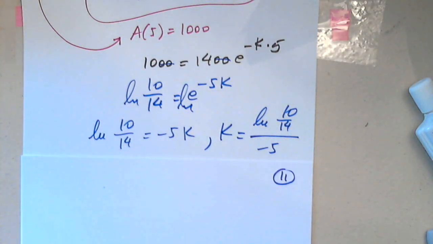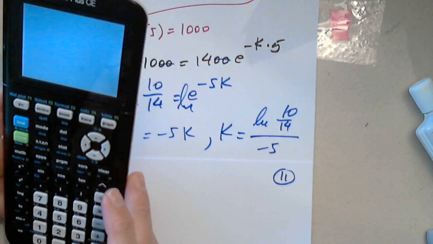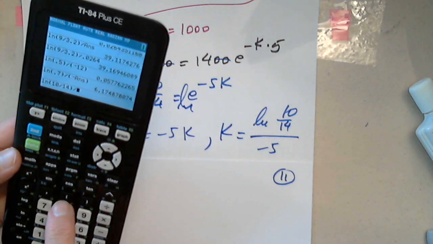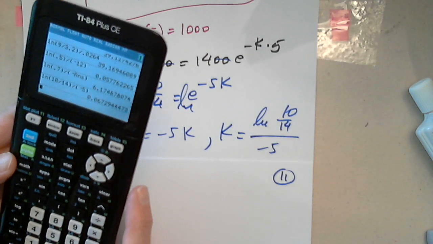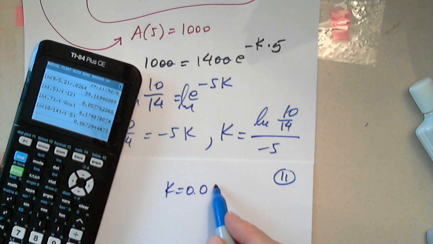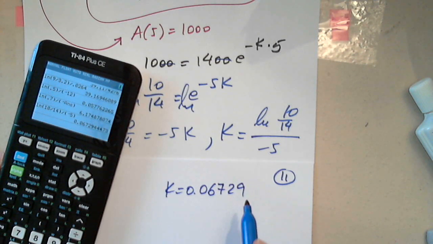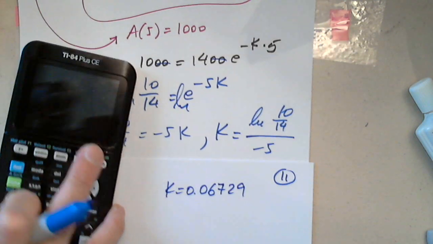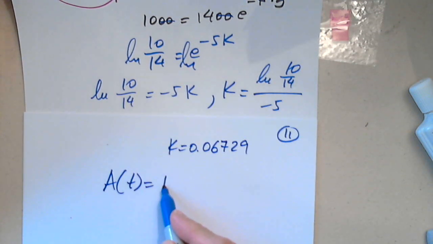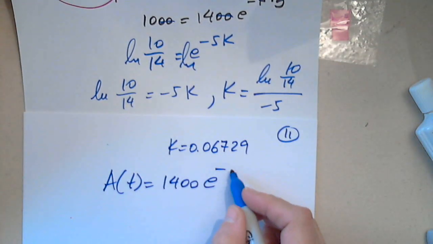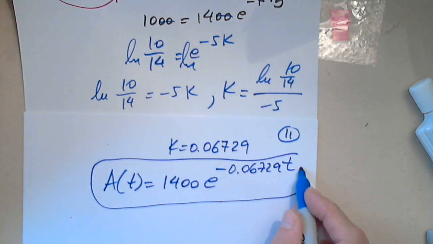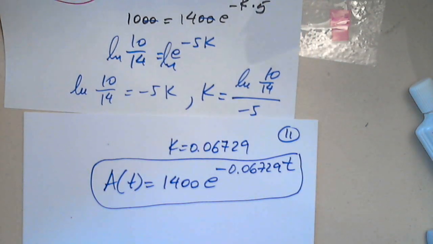So with a calculator, natural log of 10 divided by 14, and divide in parentheses by negative 5. And I got 0.06729. So now I have the entire model. A of t equals 1,400 e to negative 0.06729t. No more secrets. This is our function, f of x equals whatever.